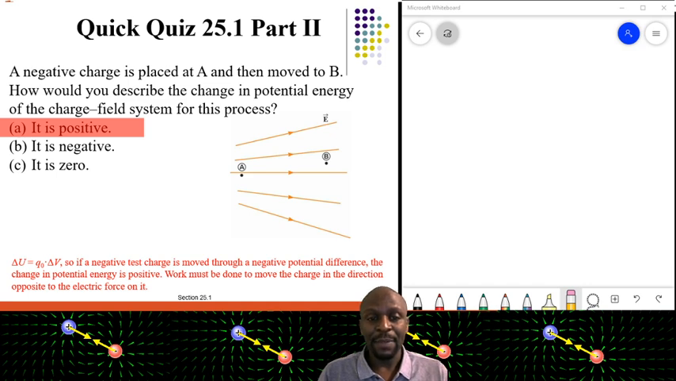Now, what does that mean? If a negative test charge is moved through a negative potential difference, because we have also seen that the potential is negative from part 1 of this question, then the change in potential energy is positive. This is what we've just done. Now the work done must be to move the charge in the direction opposite to the electric force on it.